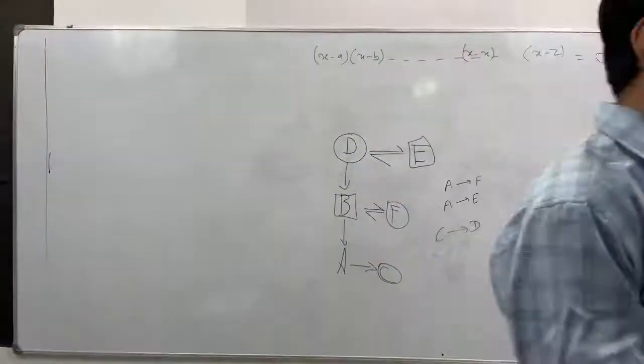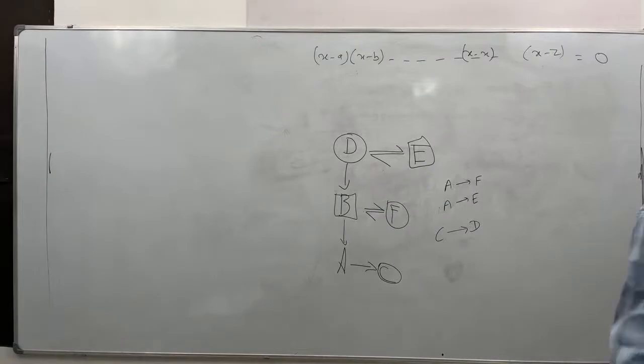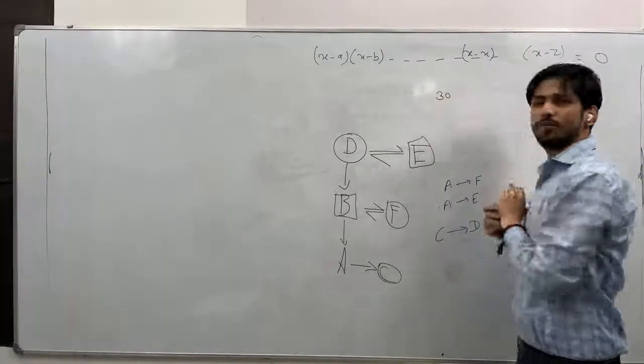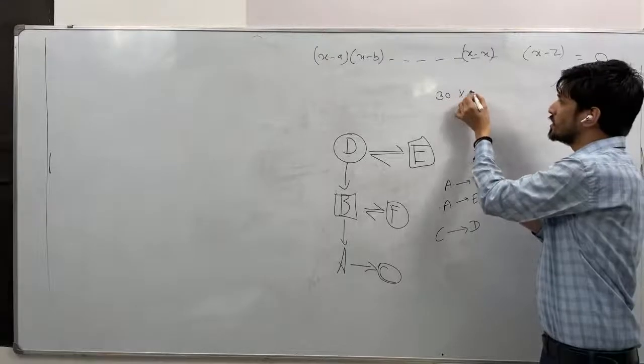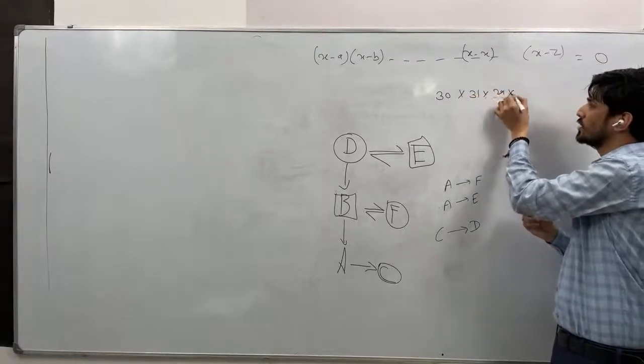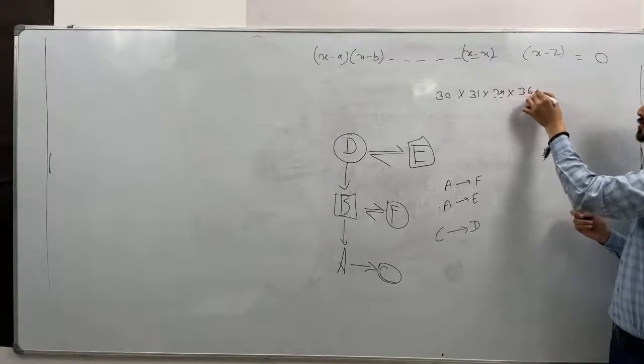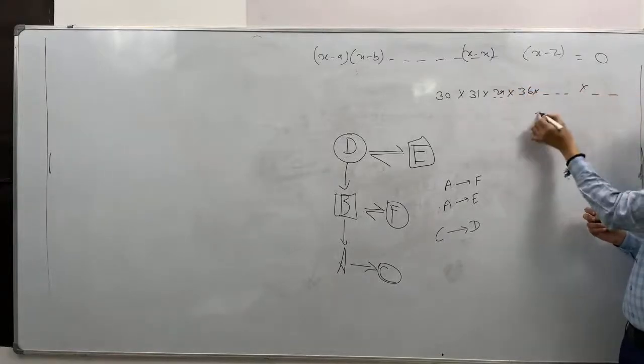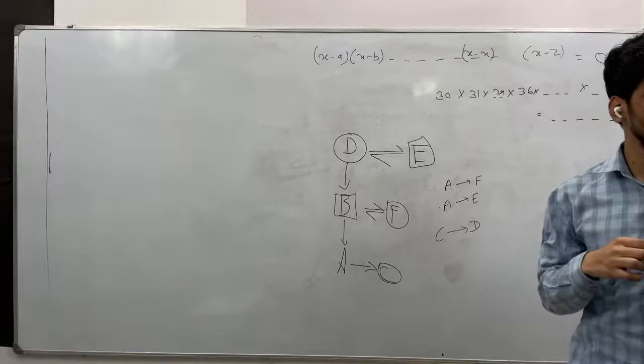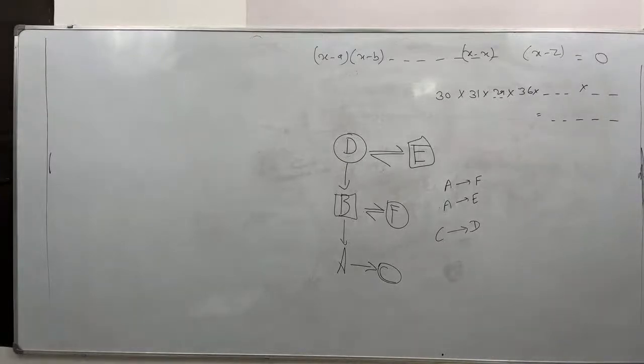Okay, on the same pattern, I'll ask one more question. Let's say you count the number of fingers in each individual. Let's say there are 7 billion people on earth, and let's say we have 30 fingers, someone has 31, someone has 29, someone like Hrithik Roshan has 36. If I multiply all, what may be the possible answer?